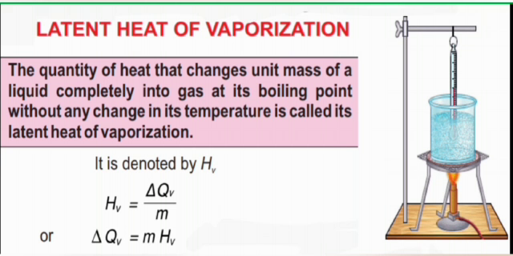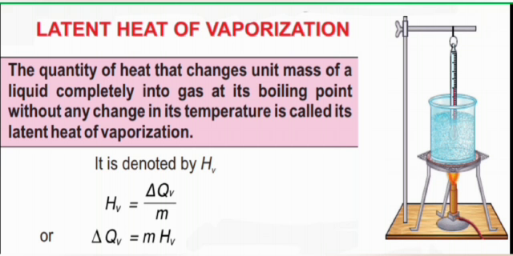Students, when heat is given to a liquid at its boiling point, its temperature remains constant. The heat energy given to a liquid at its boiling point is used up in changing its state from liquid to gas without any increase in its temperature. Therefore, students, the quantity of heat that changes unit mass of a liquid completely into gas at its boiling point without any change in its temperature is called its latent heat of vaporization, and it is denoted by HV.